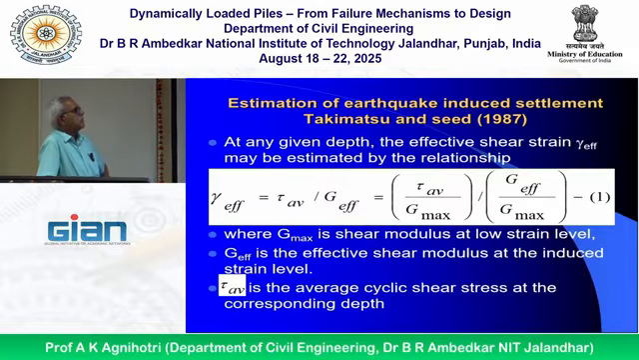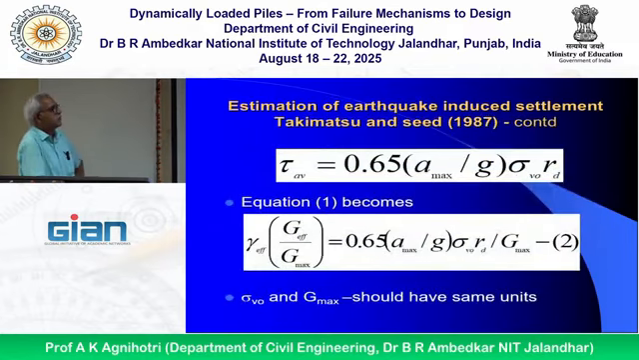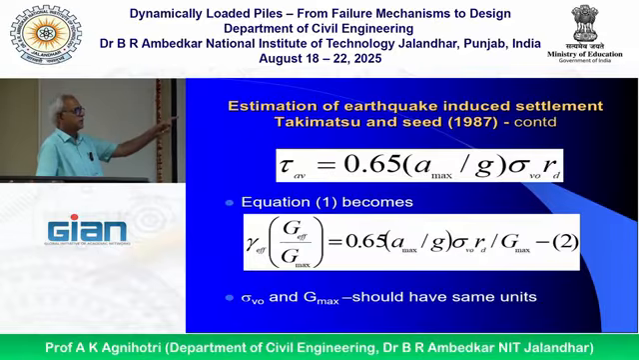Now tau average you can calculate from this equation: 0.65 A max upon G, sigma V0, RD. All terms we have used earlier. Here this A max, if the earthquake expected is say 0.3 G, then here we will write 0.3 G in this equation. G will cancel. So 0.3 and sigma V0, total overburden pressure. Sigma V0, this is actually sigma V0 dash, I think.